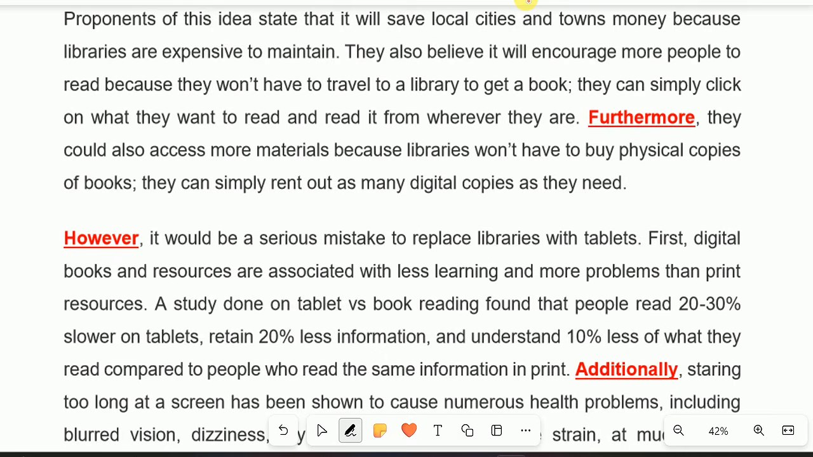Now, this is an argumentative essay. Somebody is arguing for the use of the library. They can also click on what they want to read and read it from wherever they are. Now it says what? Furthermore. This is a linking word or a logical connector that shows that the ideas are still continuing in this essay. They could also access more materials because libraries won't have to buy physical copies of books. They can simply rent out as many digital copies as they need, right?